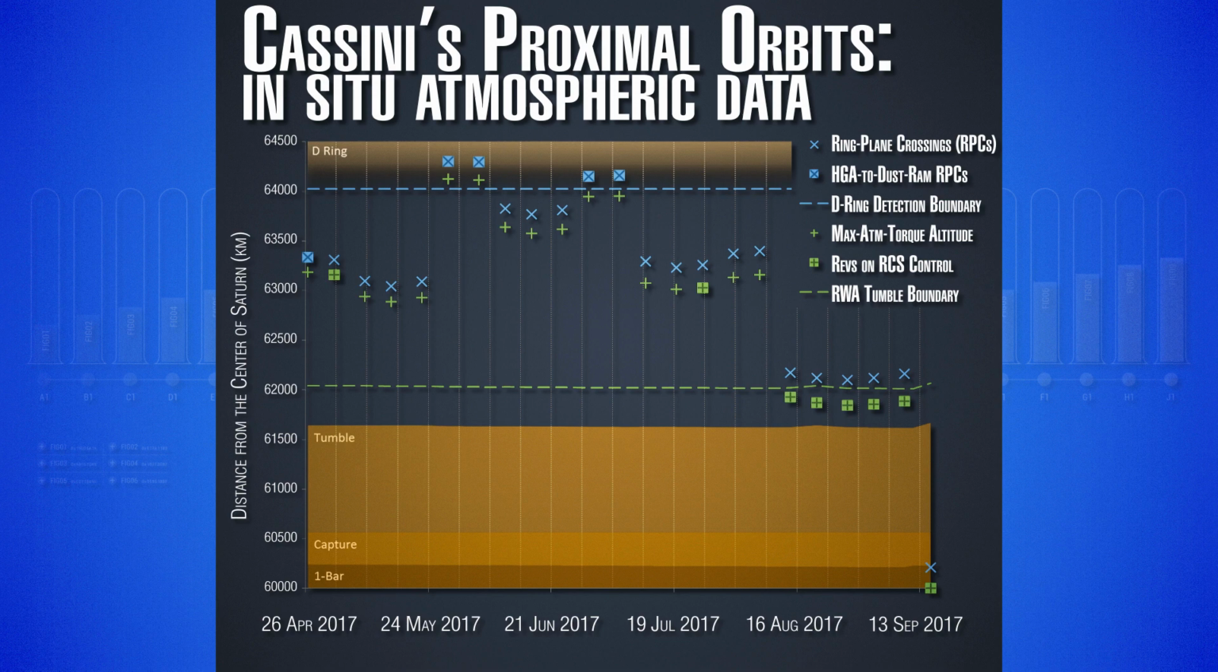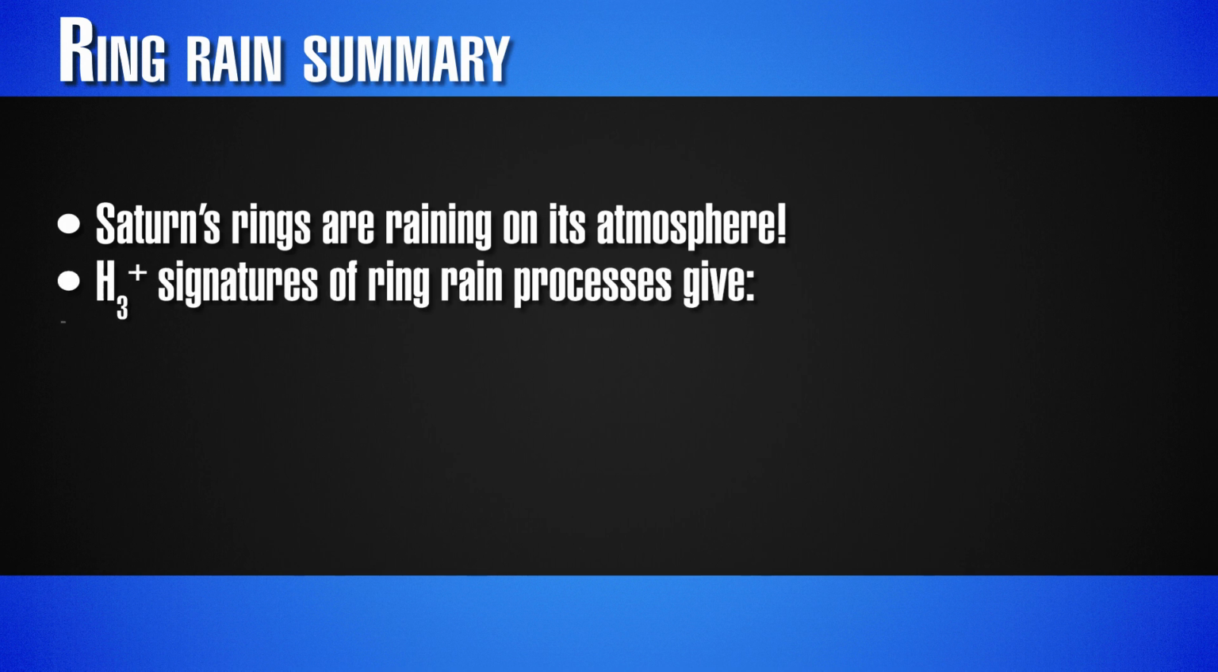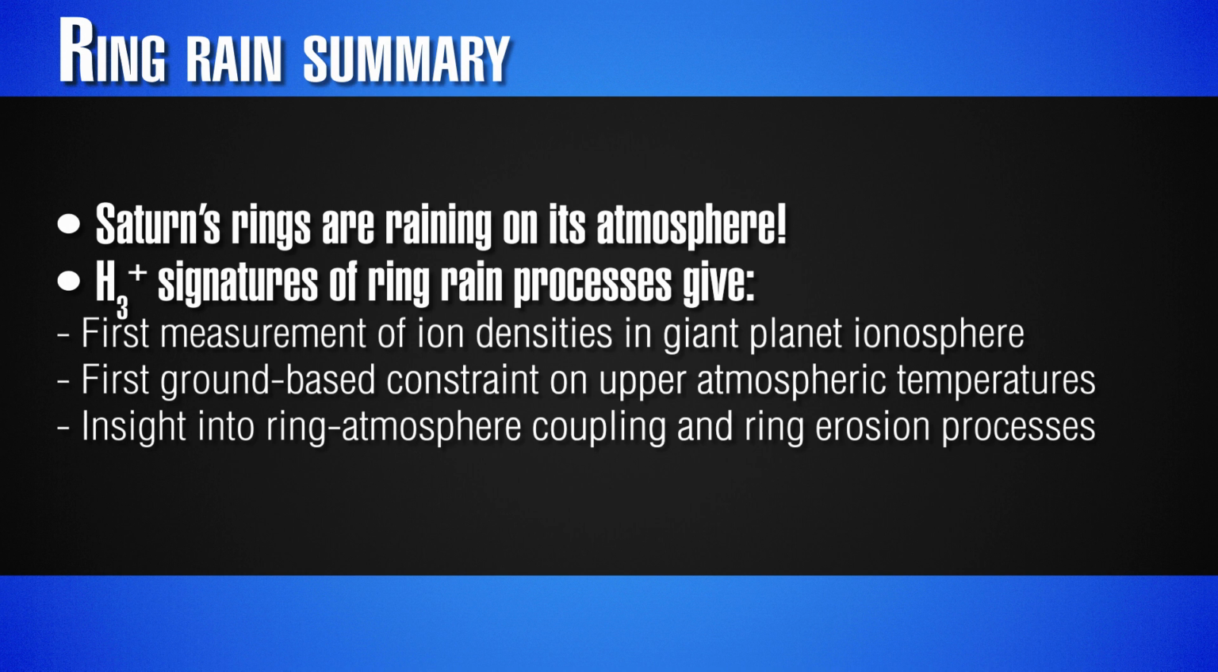Now, notice we're showing here distance from the Saturn center in kilometers. And recall that Saturn's radius is essentially 60,000 kilometers, although that radius varies with latitude because Saturn is an oblate spheroid due to its rapid rotation. Now, just to summarize ring rain, it's raining on the atmosphere of Saturn, and the rings are the cause. And this rain has a lot of interesting aspects to it that might reveal physical processes of the Saturn system.